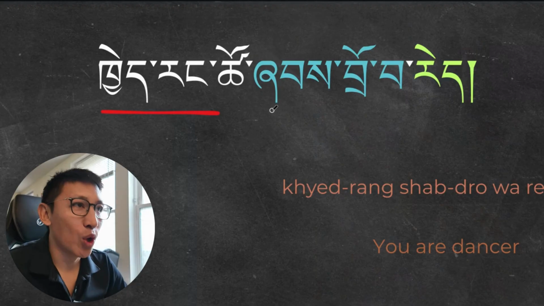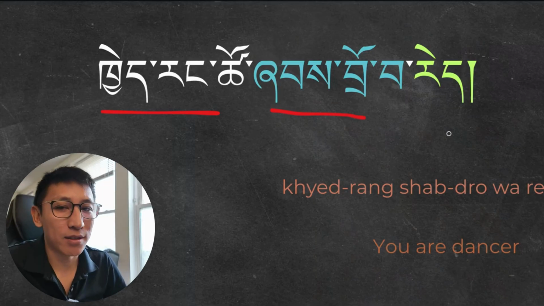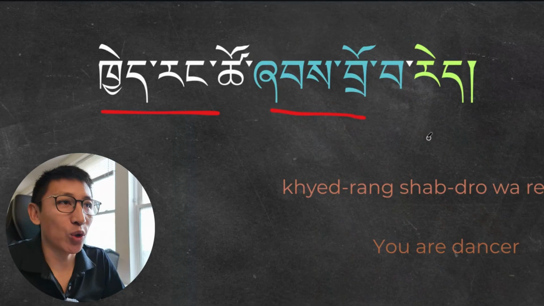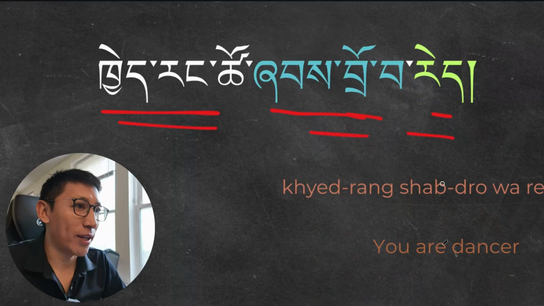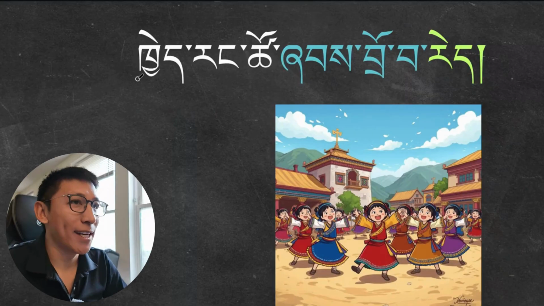Kerang cho shapchua re. Shapchua means a dancer. People who used to dance, right? We call them dancers. Shapchua. So kerang cho shapchua re.